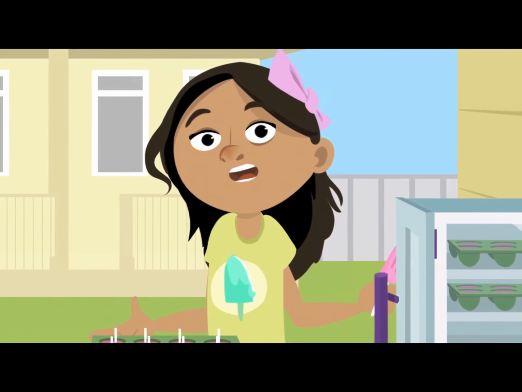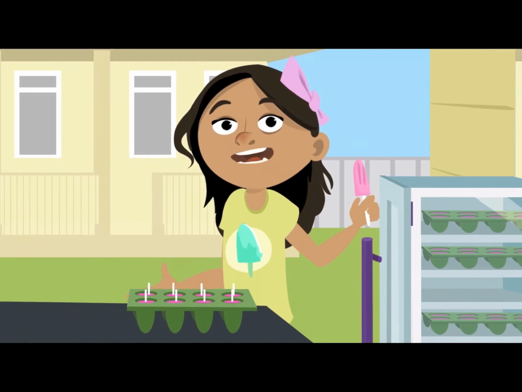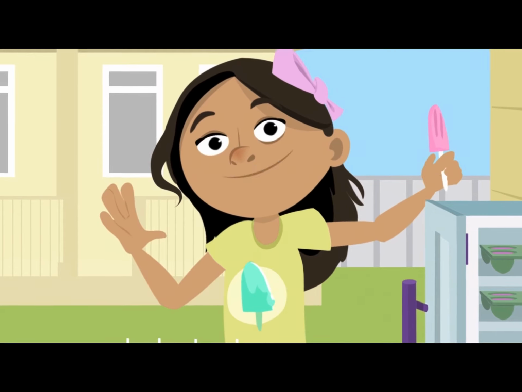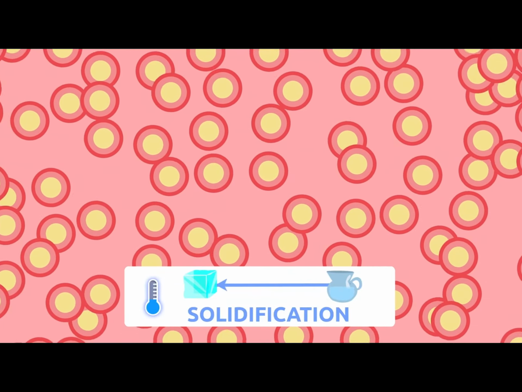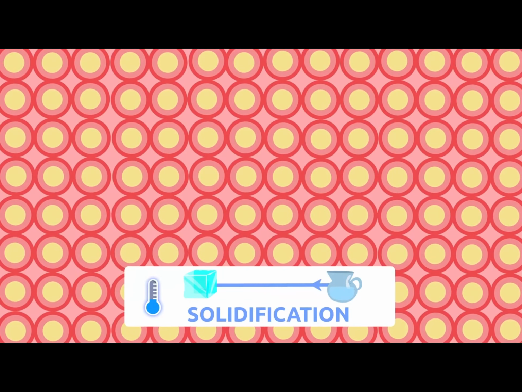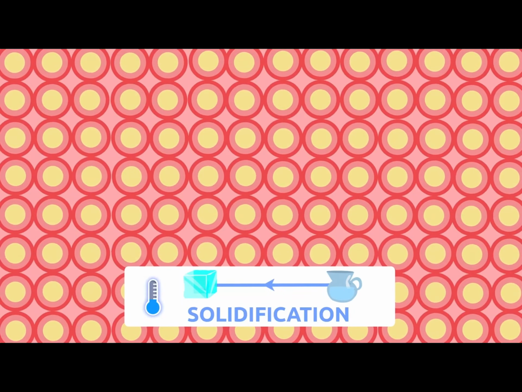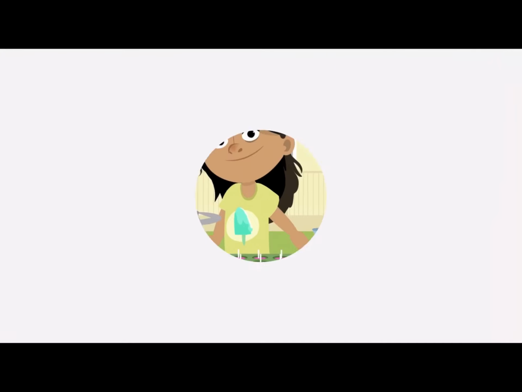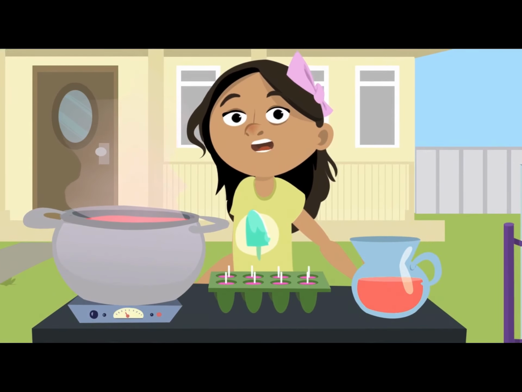The change from liquid to solid is called... Come on, you know this. I told you before. It's called solidification. During the solidification process, the particles that make up matter lay very close to one another and move less and less. These are the changes in the states of matter.